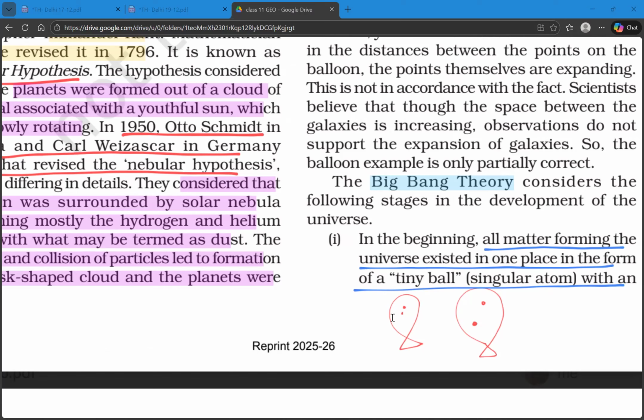Once we start blowing air into the balloon, and when the balloon starts getting inflated, we can observe 2 things. One is the distance between the 2 points will increase as we blow more air into the balloon. And the second point is that the points themselves also keep on increasing. So this is the basic thing that needs to be kept in mind to understand the Big Bang theory.